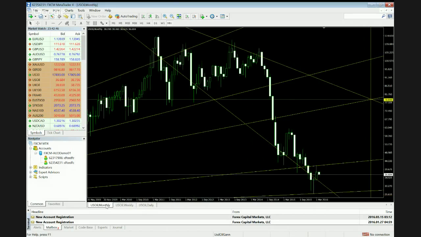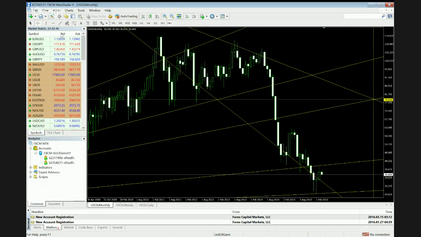Let's start with the monthly time frame. You see this peak here, and how beautifully this Gann line has blocked the price. This is the monthly time frame. Let's go to the weekly time frame.